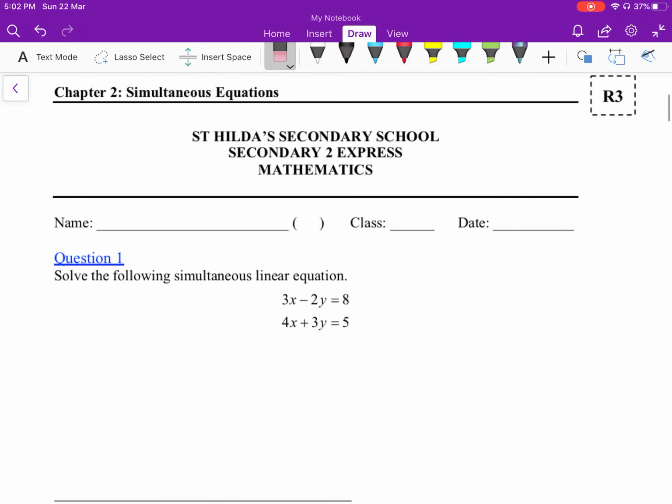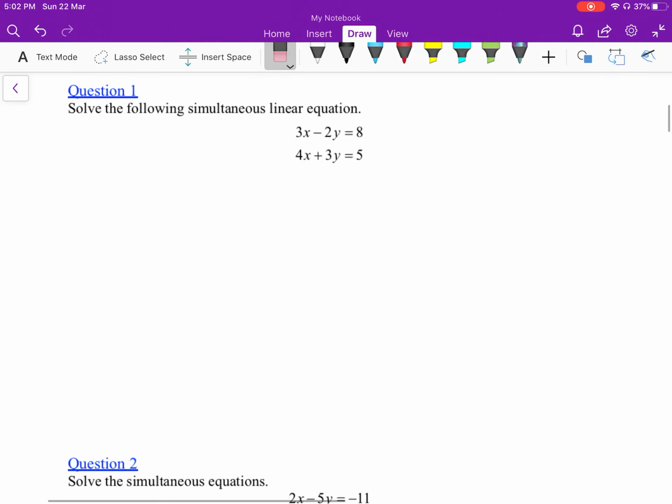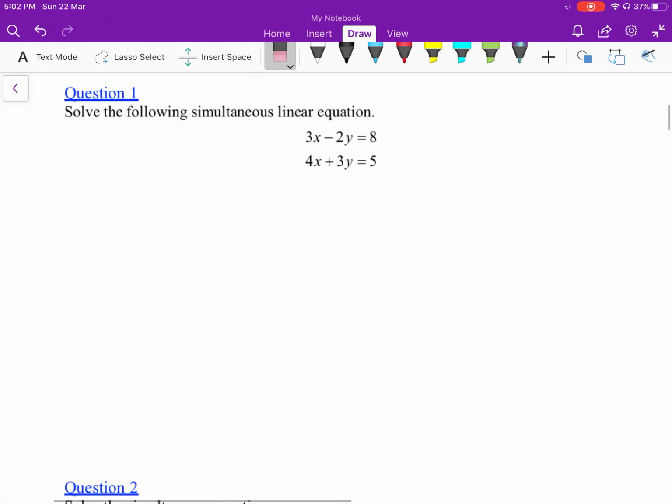Alright, so let's take a look at question 1 now. In question 1, we have 3x minus 2y equals 8 and 4x plus 3y equals 5. Remember, the first step is to always label it equation 1, equation 2. Next, for this type of question, you always have two methods to use, either substitution method or elimination method. So it's up to you to choose. In this case, I choose to use elimination method.